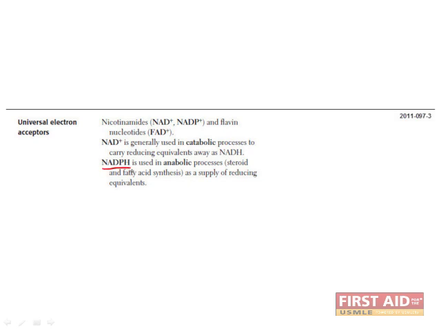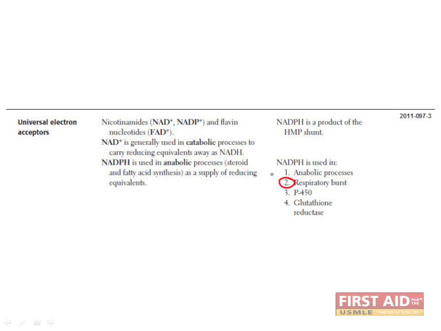NADPH can be created using the hexose monophosphate shunt, which we'll talk about in a few slides. It's mostly used in anabolic processes, such as synthesis of steroids and fatty acids. It's also used during the respiratory burst to create oxygen radicals that damage bacteria, and is used in the P450 system in the liver, and by the enzyme glutathione reductase, whose function is to reduce glutathione.